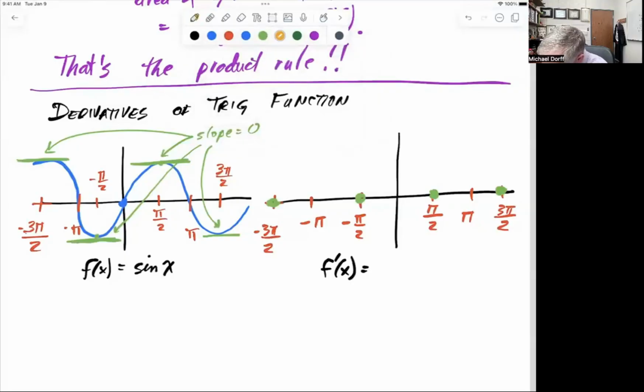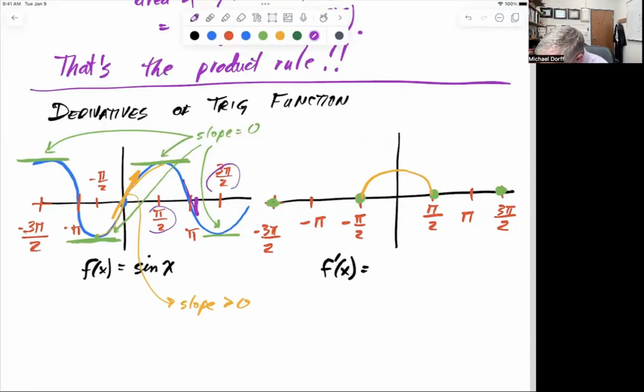All right, so between negative pi over 2 and pi over 2, if I draw in some tangent line there, that slope is greater than 0. So that means in my graph of the derivative, the graph should be above the x-axis. Oops, let me redraw that. It should be above the x-axis, and it should connect the 2 points at negative pi over 2 and pi over 2.